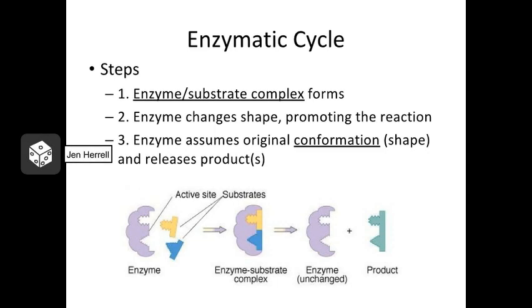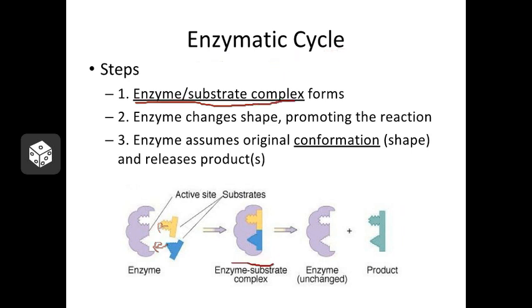The steps that an enzyme goes through in catalyzing a reaction is known as the enzymatic cycle. Let's look at the steps. First, the enzyme is going to take the substrate in and fit it into its active site, and it's going to change its conformation a little bit to get a really good grip on it. At this point, we say that the enzyme substrate complex has formed.